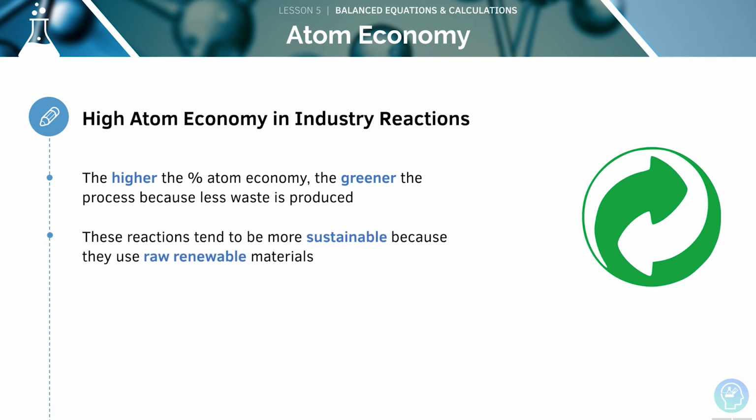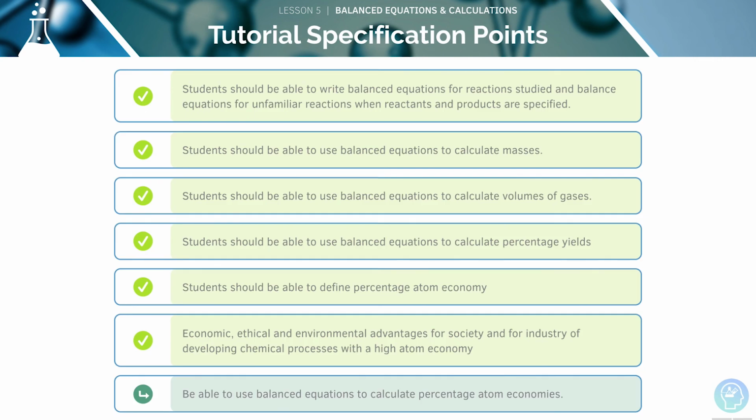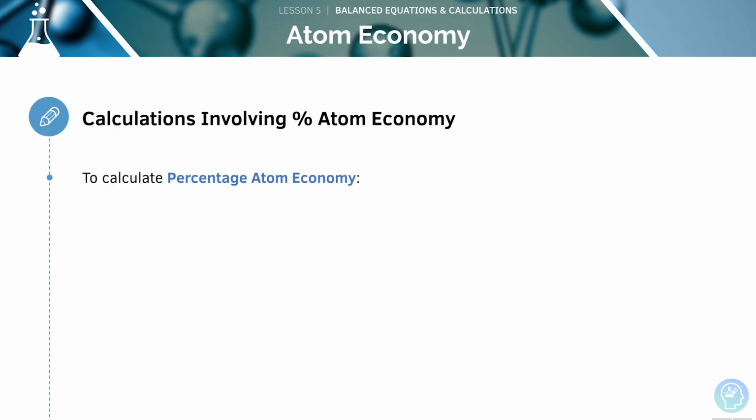If the atom economy of a reaction is high, it means it is more environmentally friendly because less waste is produced. These reactions are more sustainable because they use raw renewable materials. This will never run out and is one of the main reasons why the chemical industry encourages processes with higher atom economies. Let's move on to our final specification point, looking at how to calculate these atom economies.